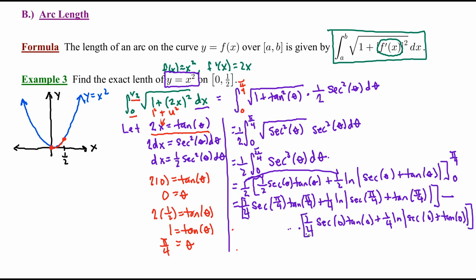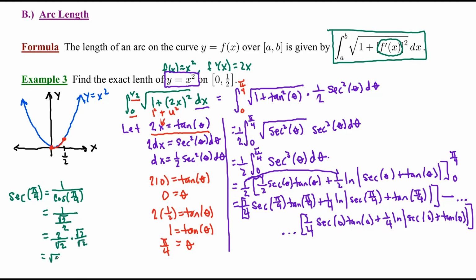Now, just as a little bit of side work here, let's make some observations. Secant of pi over 4 is 1 over cosine of pi over 4, right? Cosine of pi over 4 from our unit circle is square root of 2 over 2. And if we have 1 divided by a fraction, that's the same thing as 1 times the reciprocal. And if we rationalize, because this will simplify, we would end up with 2 square root of 2 over 2, or square root of 2. So secant of pi over 4 equals square root of 2.